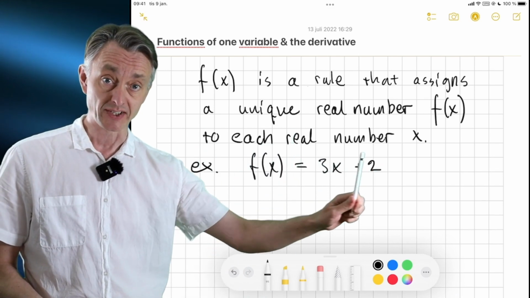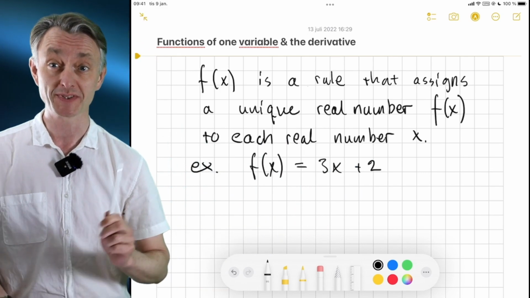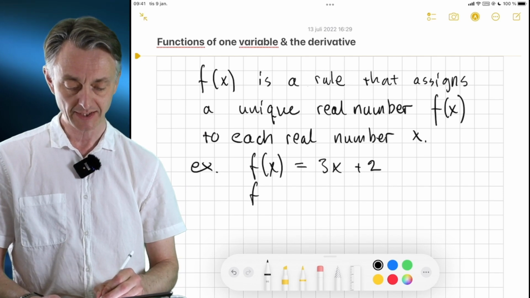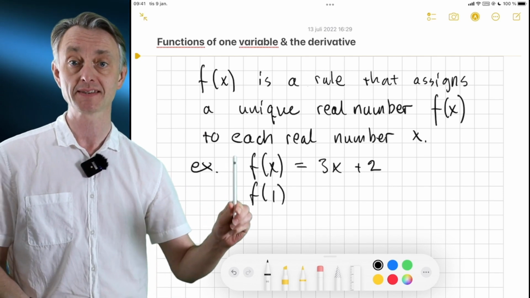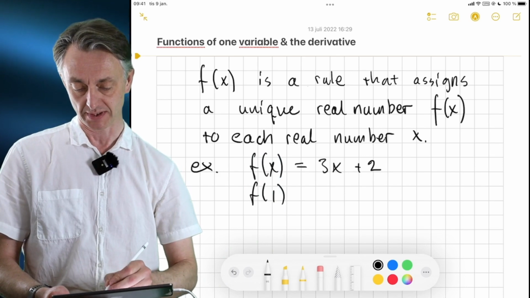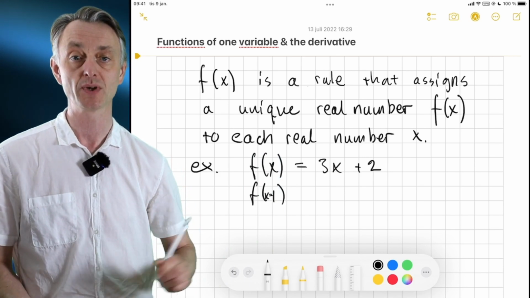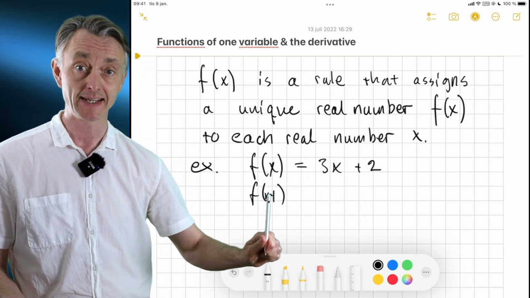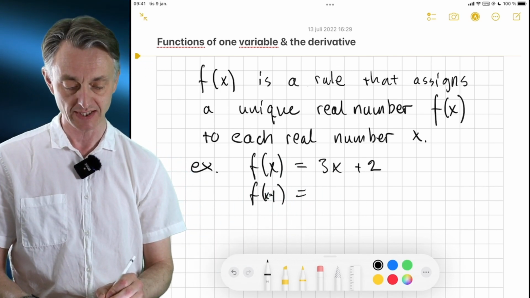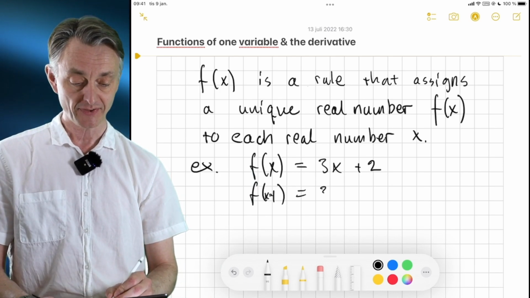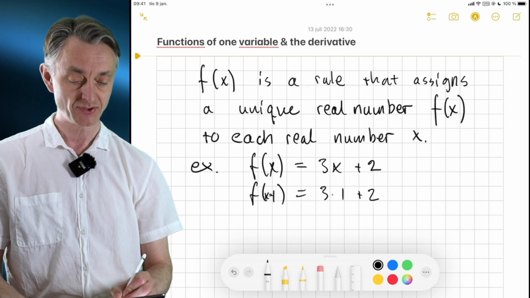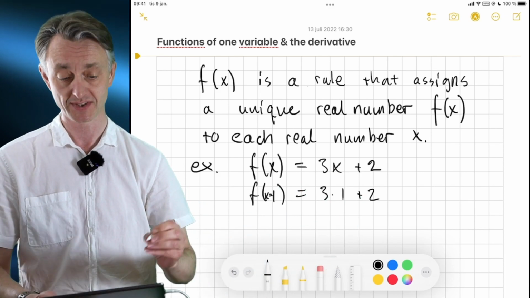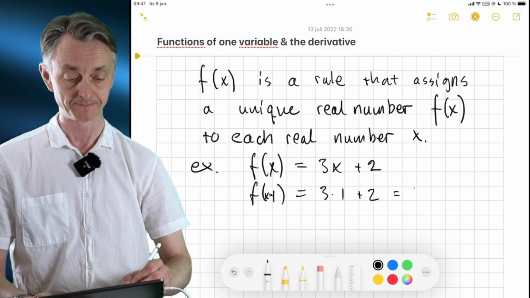This is the general function, right? But then what if we input specific values of x? For example, f of 1. That means x equal to 1, that means that, okay, we evaluate this function at x equal 1. So it's then going to be f of x is 3 times 1 plus 2, and that is 3 plus 2 equals 5.